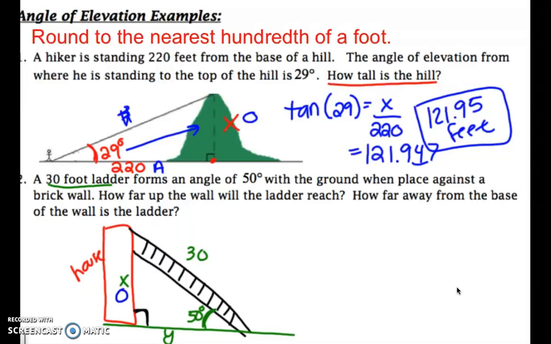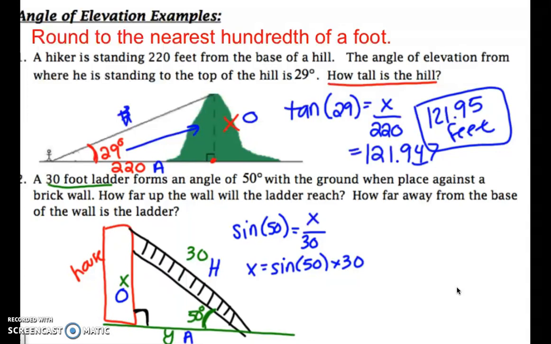So this is opposite of 50. That is my hypotenuse. And that means y is going to be adjacent. So if I'm looking at O and H, that would be sine. So sine of 50 is going to equal x over 30. So I'm going to multiply and get sine of 50 times 30. So let's do that in our calculator. And you would get 22.98 feet up the wall.